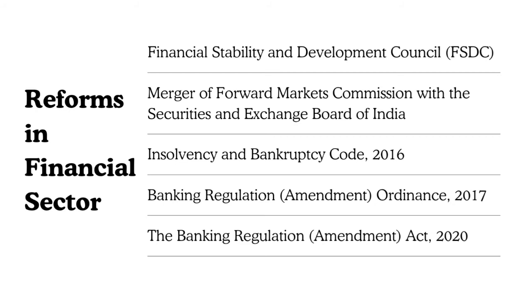This merger was aimed at realizing the benefits of economies of scope and scale for exchange and to harmonize the regulation of commodity derivatives and the securities market. Then, before the Insolvency and Bankruptcy Code of 2016, there were several laws and procedures, mostly overlapping and adjudicating forums, which dealt with the insolvency and financial failure of individuals and companies in India.